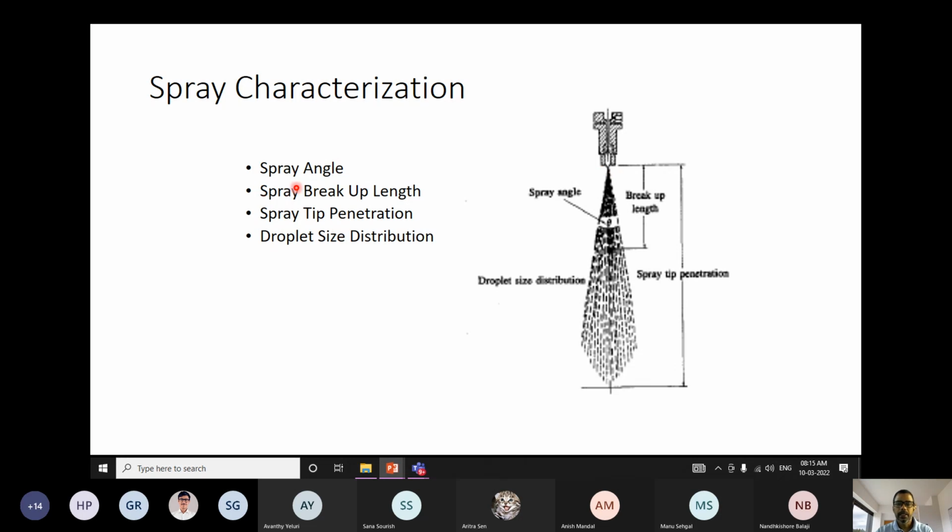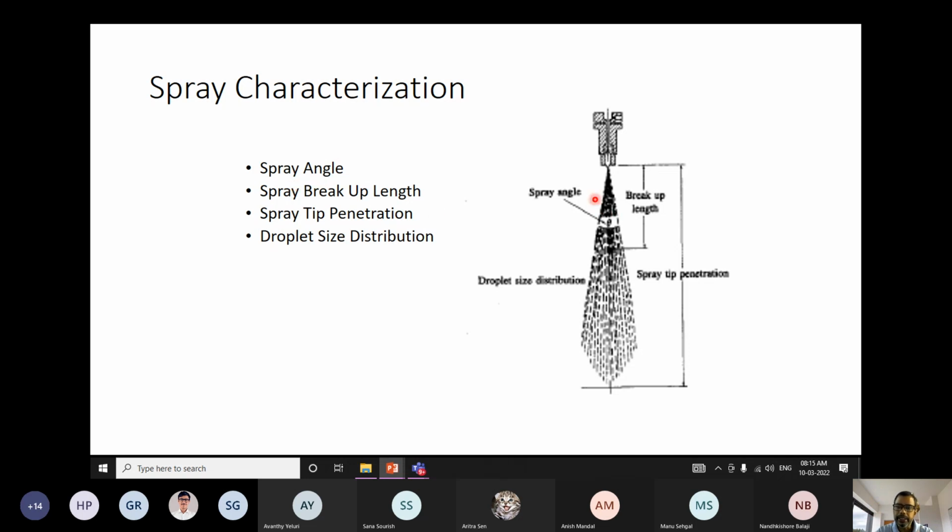So now let us come back here. The spray characterization. Whenever the fuel comes out from the injector, if you see, it forms a shape very similar to a cone. So what is the spray angle? What is the cone angle, or the angle between these two extreme lines? That we call the spray angle.